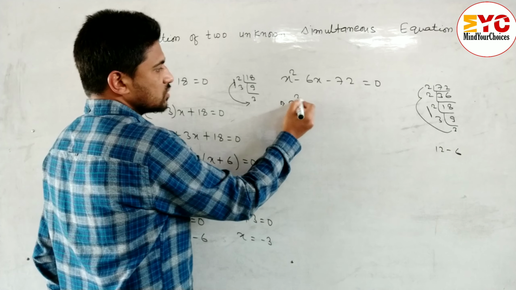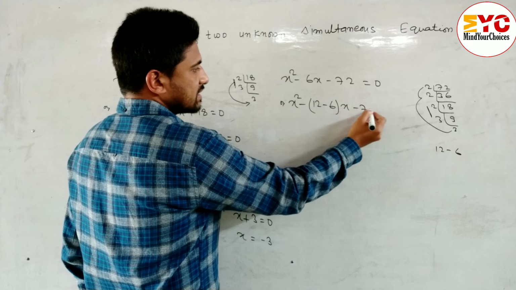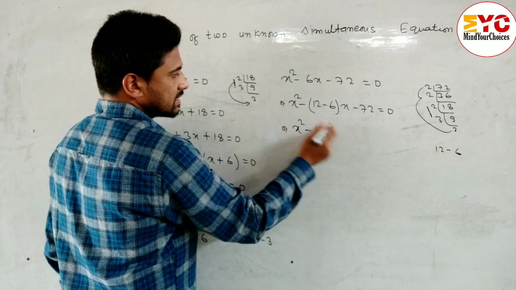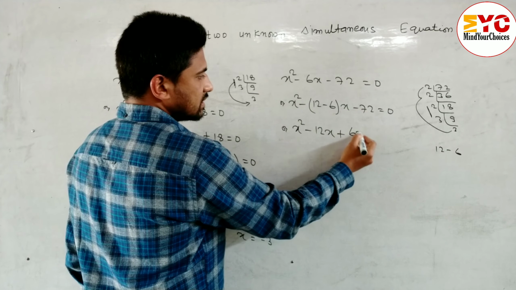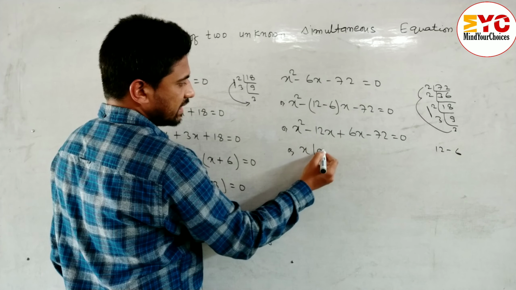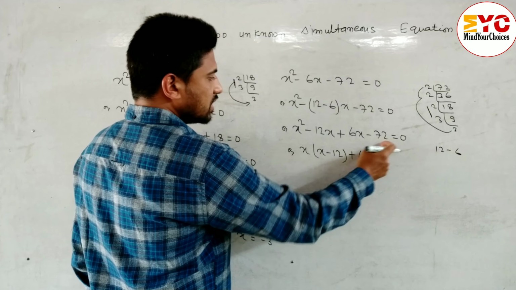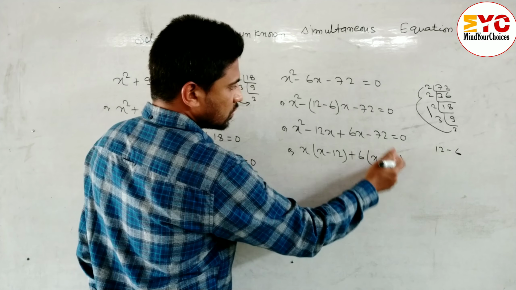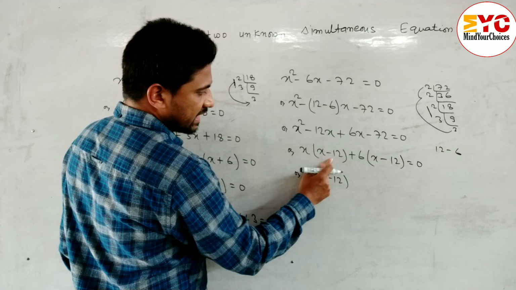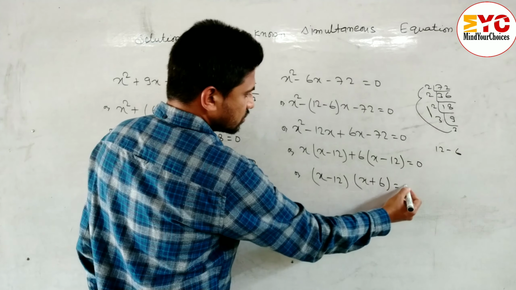Now, x square minus, in the place of 6 we have to write 12 minus 6, x minus 72 is equal to 0, or x square minus 12x plus 6x minus 72 is equal to 0. From here common is x, remaining x minus 12. From here plus 6 common, remaining x minus 12, because 6 into 12 is 72. Definitely 12. So x minus 12 is common, and here x plus 6, so (x minus 12)(x plus 6) is equal to 0.